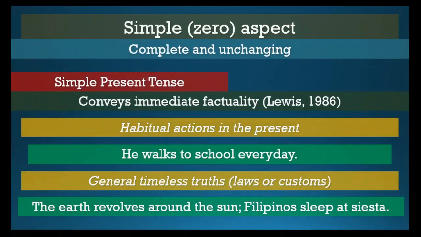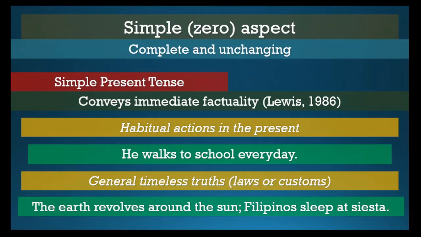The simple present tense aspect. Again, the simple aspect conveys a complete and unchanging action. According to Lewis, 1986, the main goal of the simple present is to convey factuality. Now, what are the sublevels of conveyance of factuality? Something is factual if it happens habitually, happens as a timeless truth, happens as a state, is a speech act that details the scheduling of an event, or is a present action accomplished at the time of speaking. These are the subcategories of factuality according to Lewis 1986.